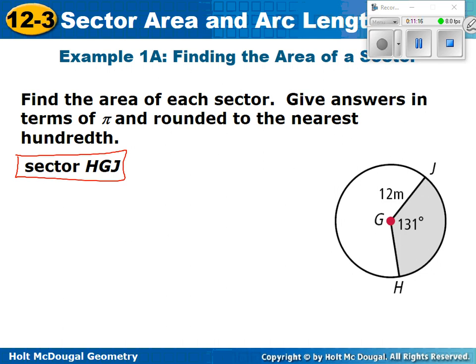So here's what they expect you to know. If they name a sector, you go from H to G to J and draw that sector the shortest way possible. If they mean the other sector, then they won't name it sector HGJ. They'll say find the area of the shaded region, and they'll shade the other part of the circle. So usually when they name a sector, they're talking about the smaller sector, not the bigger sector. Otherwise, they'll shade it if they mean the bigger one. All right, you and your partner, go ahead, plug it into the formula for area of a sector. See if you can find the answer in terms of pi and rounded.